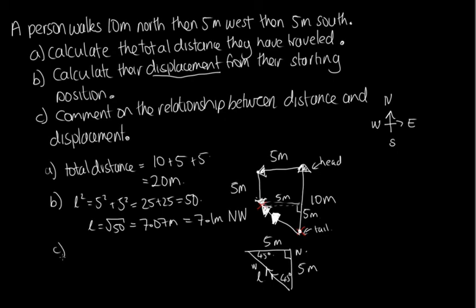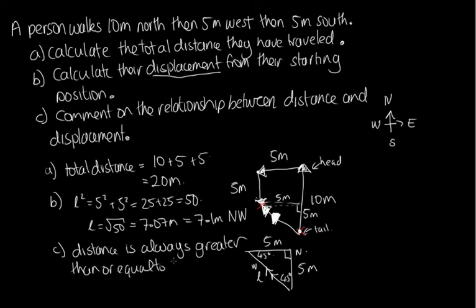Now part C, comment on the relationship between distance and displacement. Well, you can see that the distance is always going to be greater than or equal to the displacement. So if a person walked 5 metres north, then 5 metres south, they have travelled a distance of 10 metres, but their displacement, for example, would be 0.